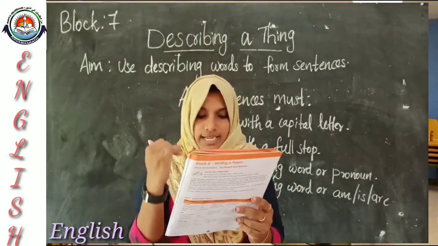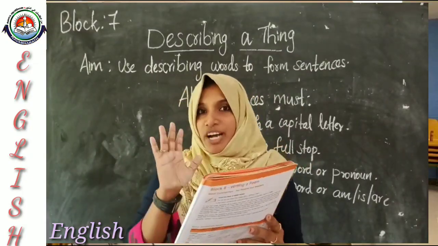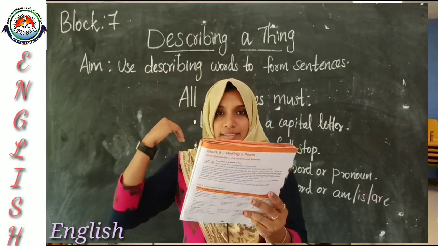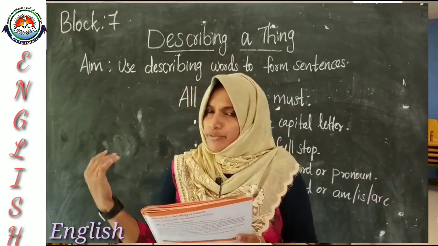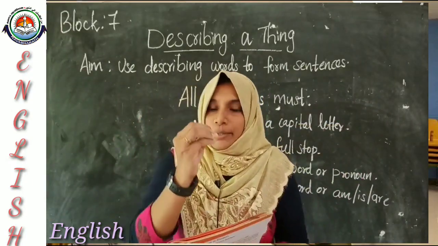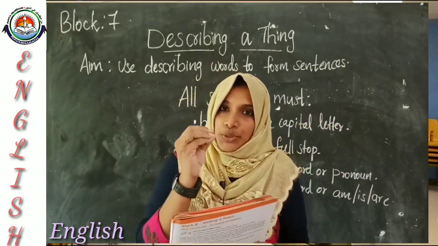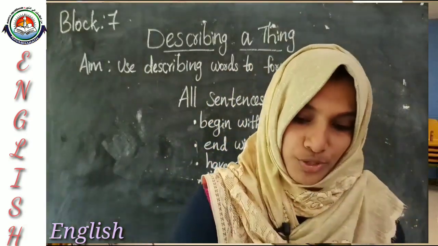Okay, then let's move to the last question, to rewrite the sentences to describe trees. So here you have to write 5 sentences to describe the trees. Like, the tree is tall and it gives us so many fruits and vegetables and all. You have to use some describing words and by using those describing words you will make some sentences. Okay, then let's move to our practice questions.